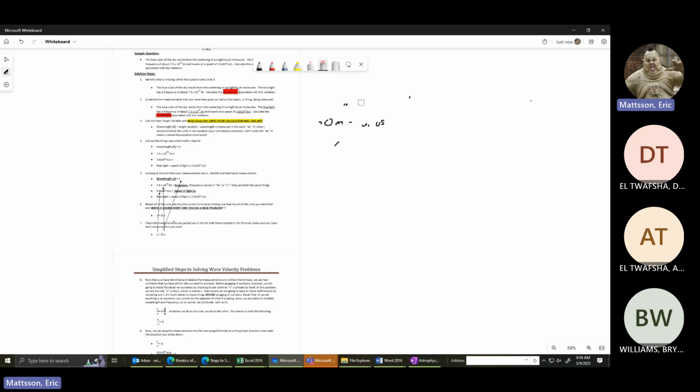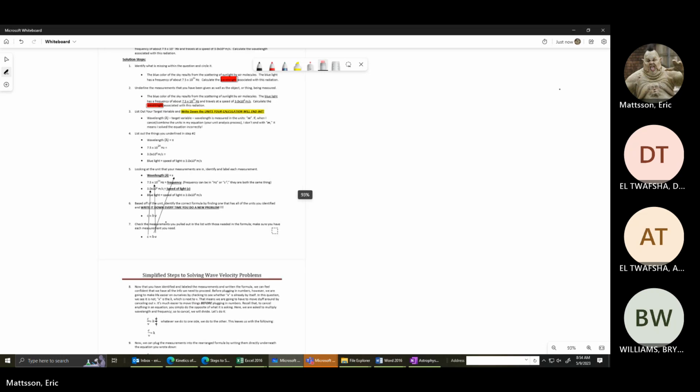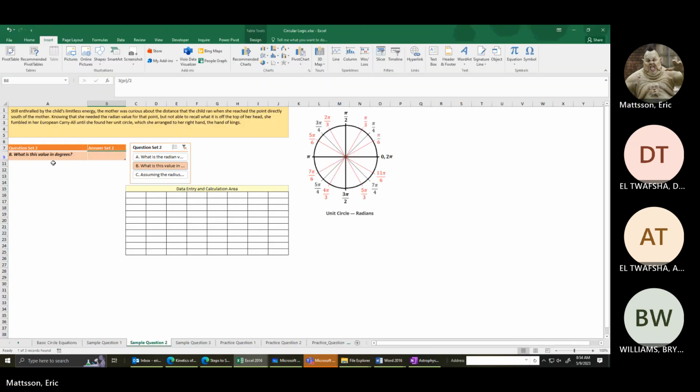Erase this. Should have just cleared it with the lasso. Okay. So again, we want to follow our math steps here. So we're going to go back and circle what's missing.